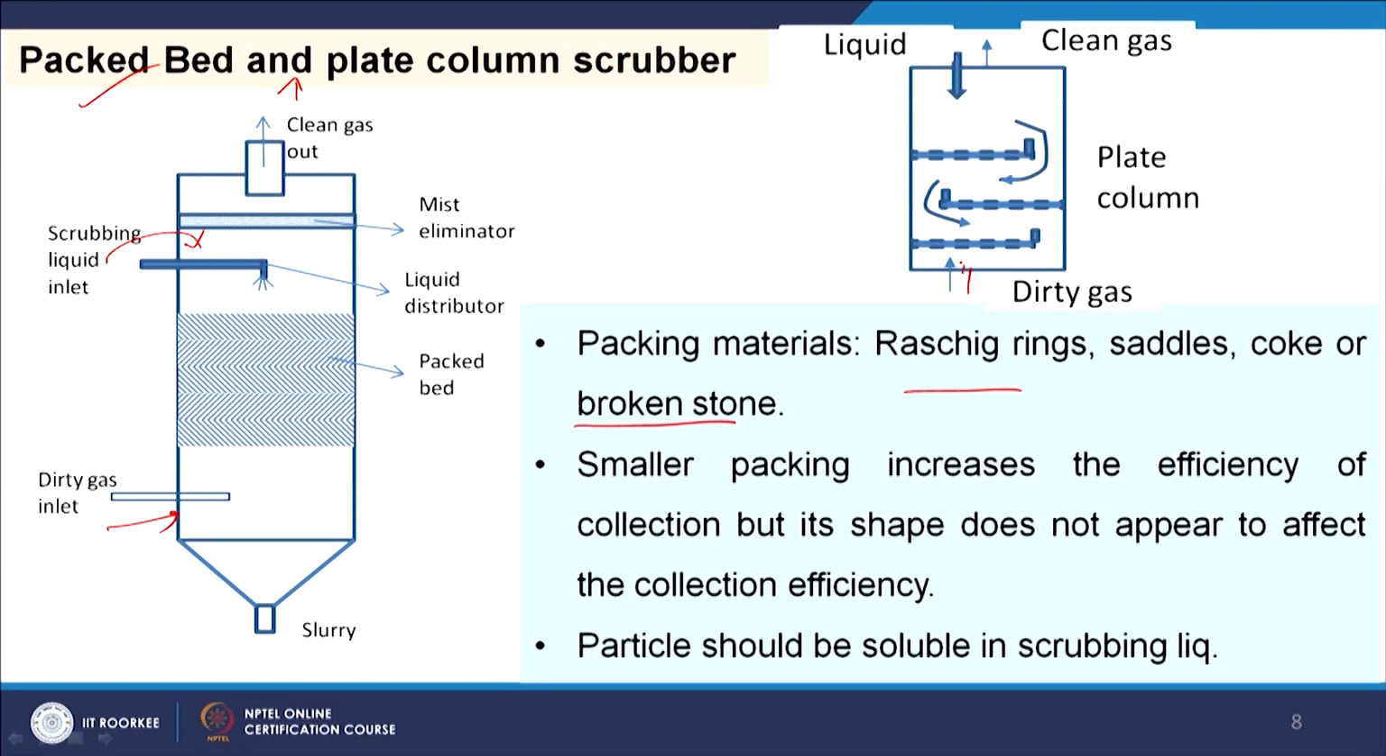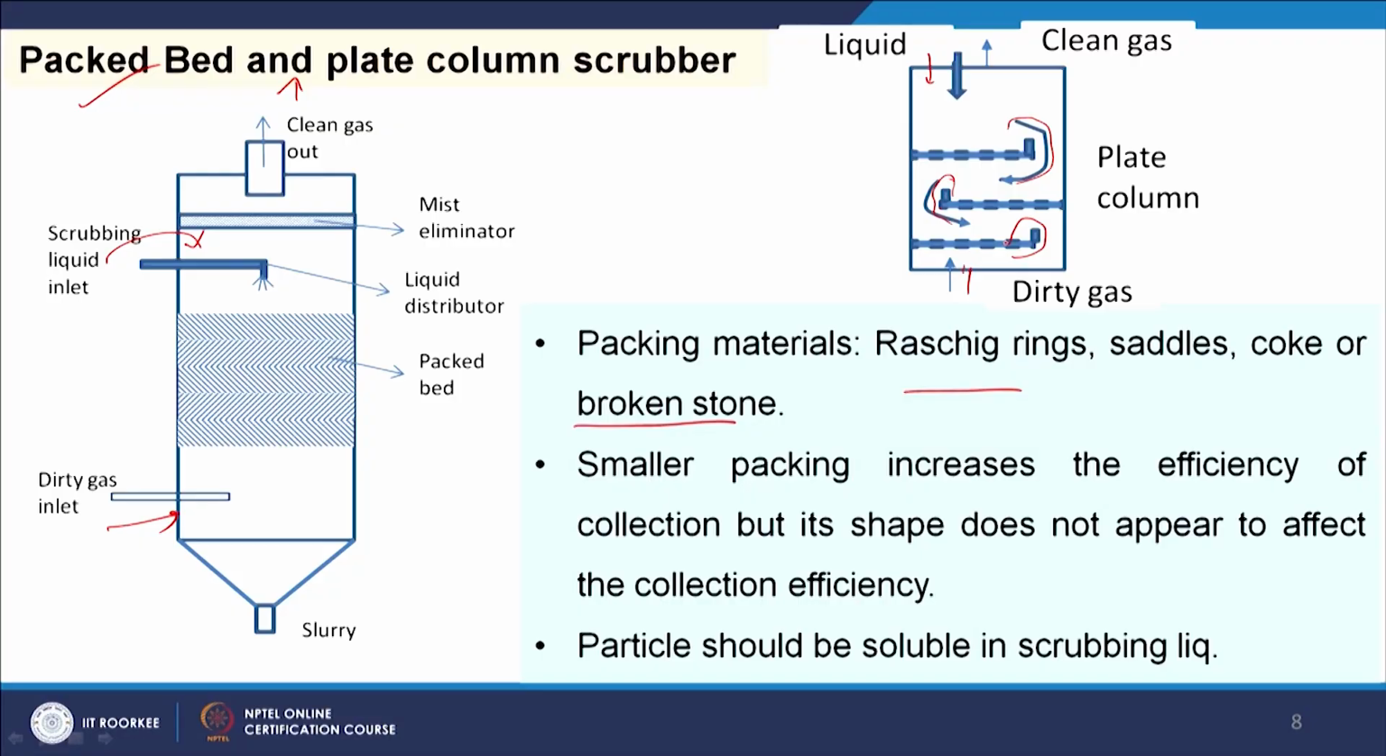Another type of design: dry gas or dirty gas enters from the bottom, clean gas leaves from the top, and liquid comes from the top, and there are a number of plates. Plate overflows, liquid comes here, again plate overflows, liquid comes here. That way the interaction of gas and liquid takes place, and liquid droplets and particulates separate. This system also helps to remove some gas molecules from the syngas.